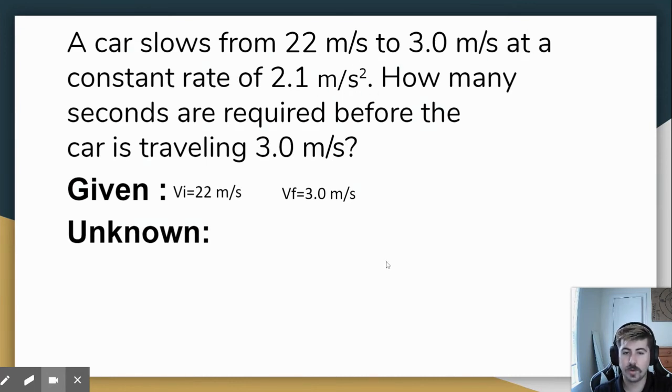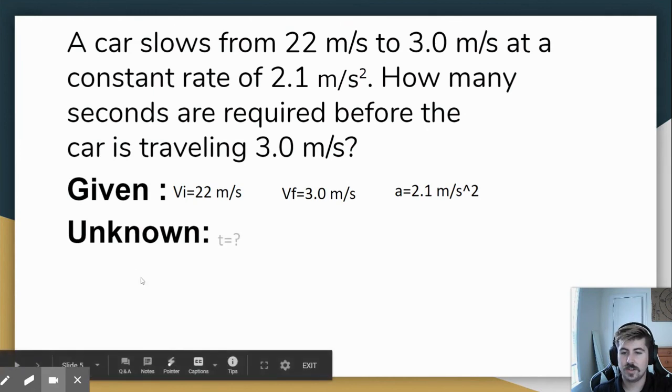So again, it's really important that you guys know these units. So the acceleration is 2.1 meters per second squared, and then they're trying to throw you off here. They gave you this other number again, 3 meters per second, to try and confuse you. How many seconds, so it's asking for time, are required before the car is traveling at 3 meters per second. So they're just restating the final velocity. This number is not important. So what we need to look at is how many seconds. So we're looking for time. So our unknown is going to be time.